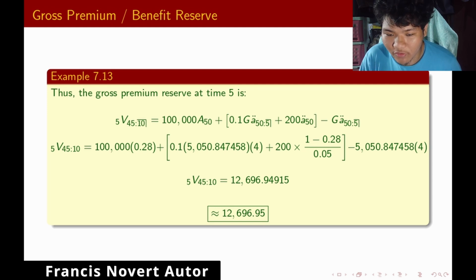And then the next step is we need to calculate the gross premium reserve at year 5, which accounts for the present value of the future benefits minus the present value of the future premiums adjusted for the expenses. Then we will just substitute using the formula and the given values.